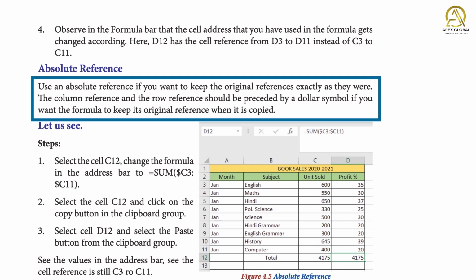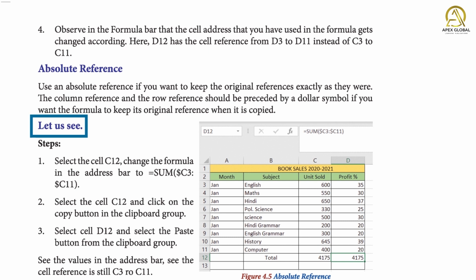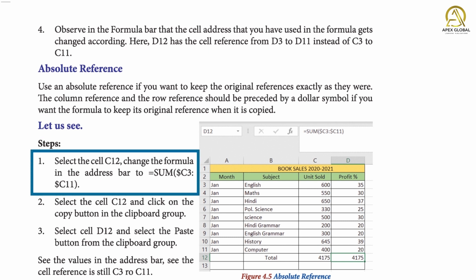The column reference and the row reference should be preceded by a dollar symbol if you want the formula to keep its original reference when it is copied. Let us see the steps. 1. Select the cell C12. Change the formula in the address bar to SUM C3 to C11.